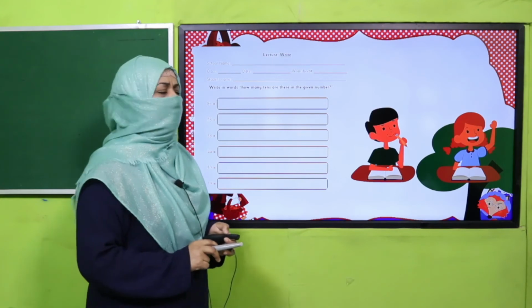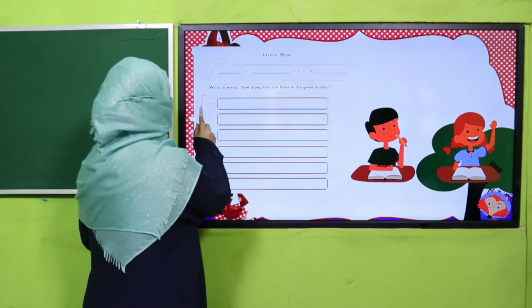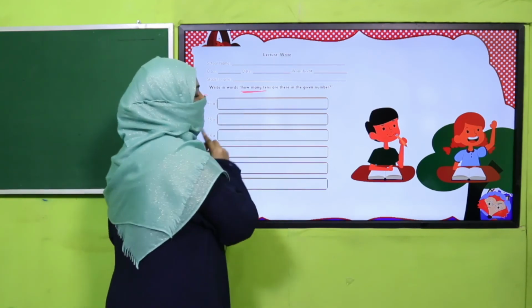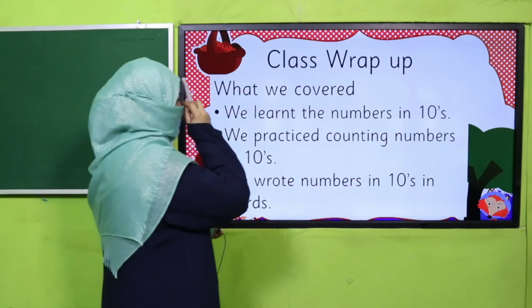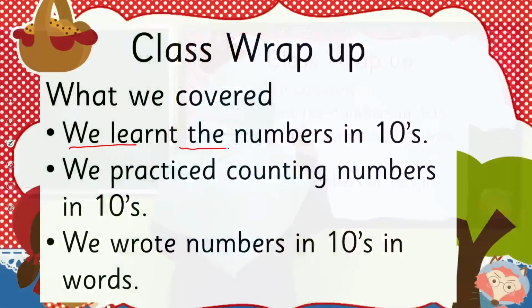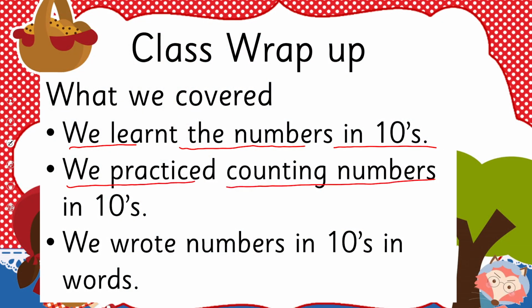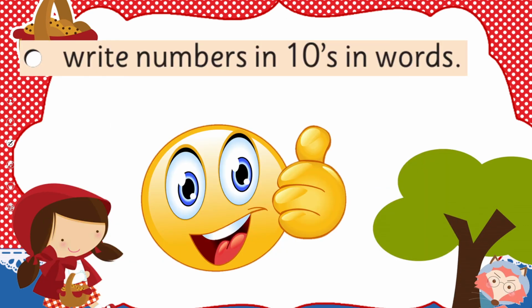And students, what will you do? You will read these words and you will tell how many tens are there in each number. So in this way, what have we learned? We learned the numbers in tens. We practiced counting numbers in tens and we wrote numbers in tens in words from 1 to 100. So in this way, we achieved our SLO to write numbers in tens in words.